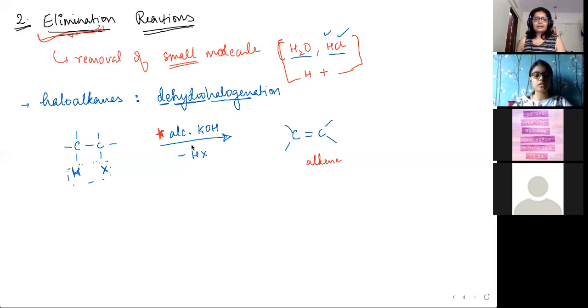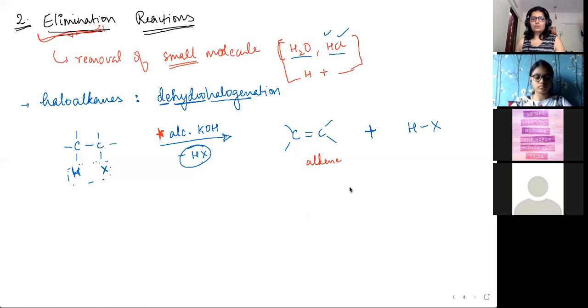Okay. So if it's alcoholic KOH, we get alkenes. And if it's aqueous KOH, then we get alcohols. Anything that gives OH minus, because OH minus is a nucleophile, right? So it's going to force nucleophilic substitution there. So with water, you go towards substitution. Aqueous NaOH or KOH ends up with a substitution that way. Minus HX, right? So the byproduct is HX.